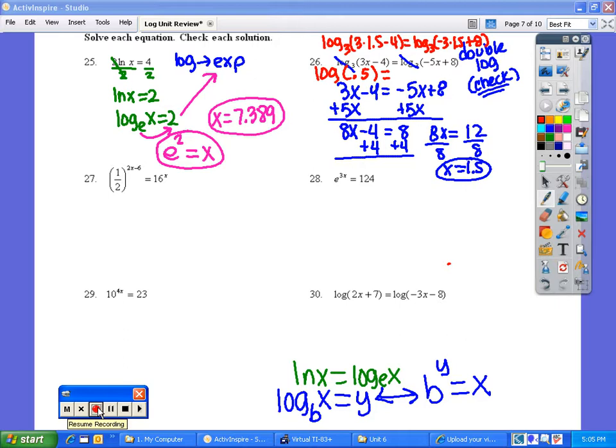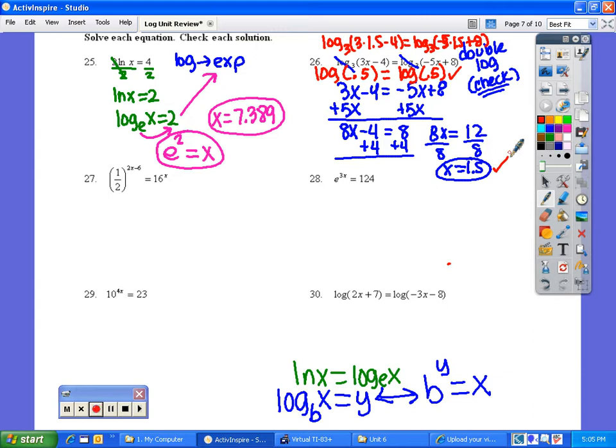Alright, I don't know why I wrote 3 here. It's a 5. Okay, so negative 5 times 1.5 is negative 7.5 plus 8 is 0.5. There you have it. It is fine because both of these are positive. Decimals are okay, so this is okay.